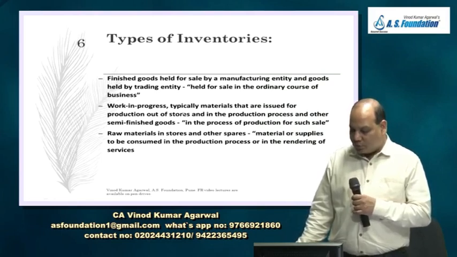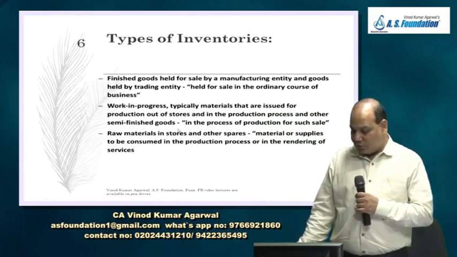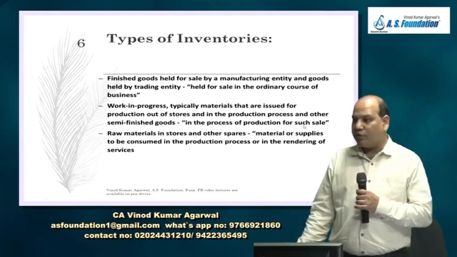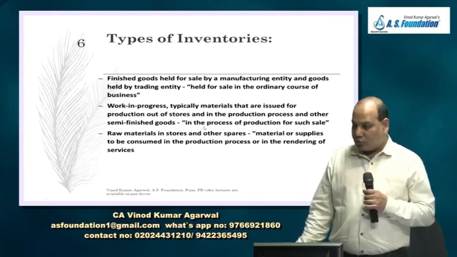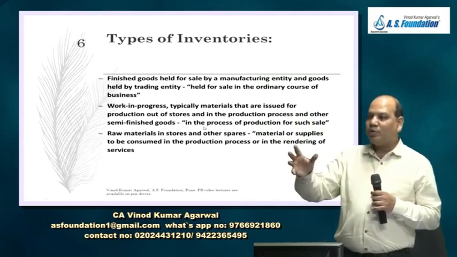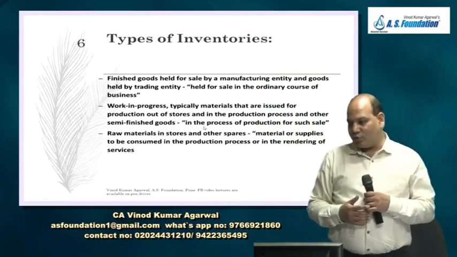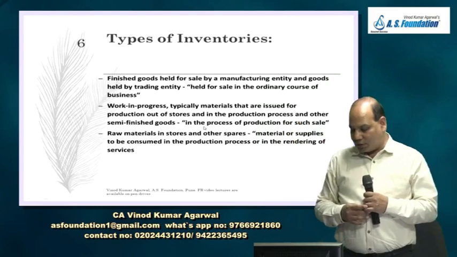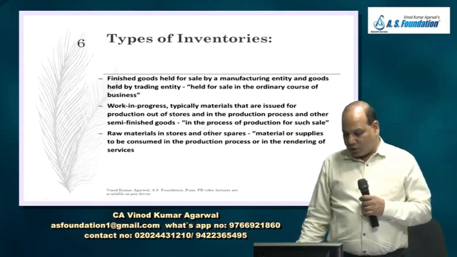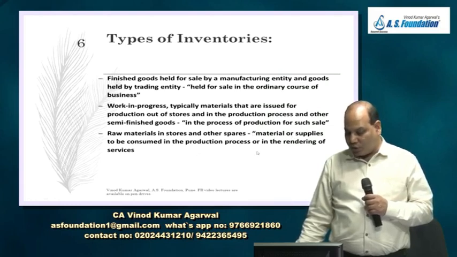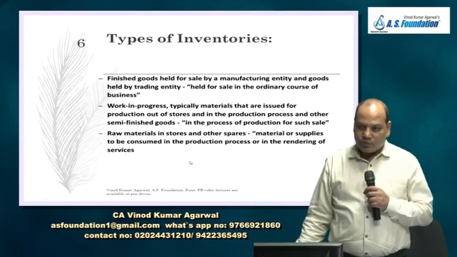And what is WIP? WIP are typically materials that are issued for production out of stores and are in the production process, and other semi-finished goods in the process of production for such sale. So these are those items on which some work has been done. They are in the process of getting ready for being sold, but they are not yet ready to be sold as it is. And what are raw materials in stores and other spares? These are the materials or supplies to be consumed in the production process or in the rendering of services.